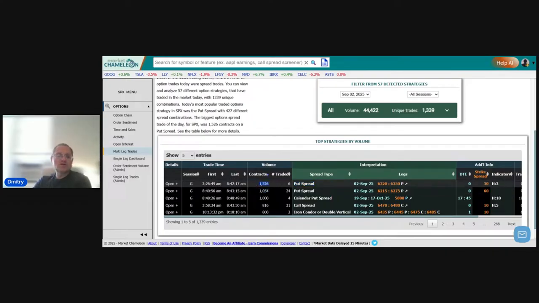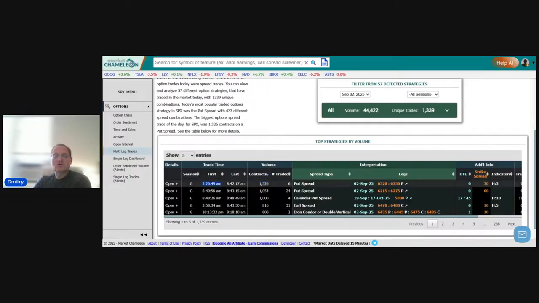Between 3:26:49 a.m. and 8:42:17 a.m., we detected trading activity, six trades in a particular put spread, which was the September 2nd 6,320, 6,350 put spread. So this is two legs on September 2nd, two different strikes, and it traded 6 different times for a total volume of 1,526.